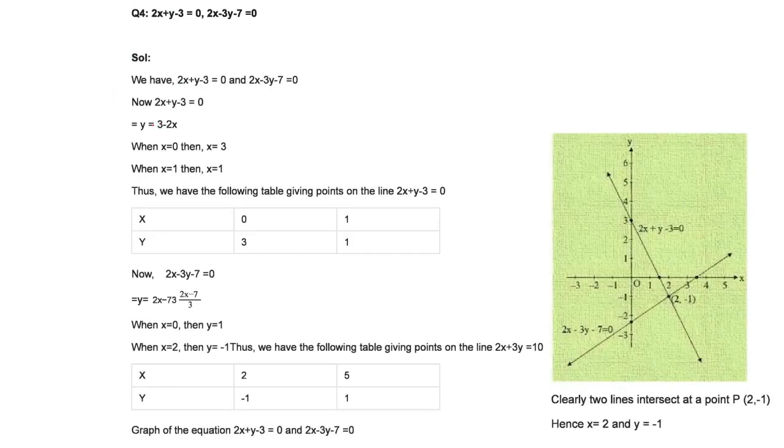Same for this one, y can be written as 3 minus 2x, y can here be written as (2x minus 7) by 3. Put the values like this: x equal to 0, you get y equal to 3. Again put x equal to 1, you get y equal to 3. Here also x equal to minus 2, x equal to 2, you get minus 1, x equal to 5, you get 1. Now you can just make a line, these are the solution. 2 and minus 1, this is actually the solution.